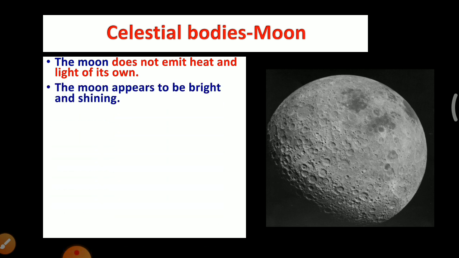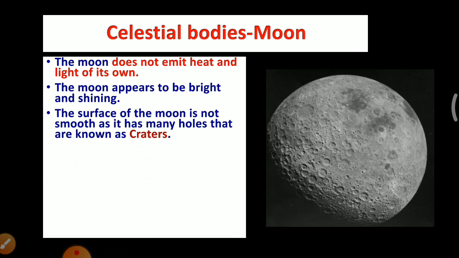The moon appears to be bright and shining. How? The surface of the moon is not smooth, and it has many holes that are known as craters. Look at this image. Here, the surface of the moon is not smooth. It has some holes. Those holes are called craters.